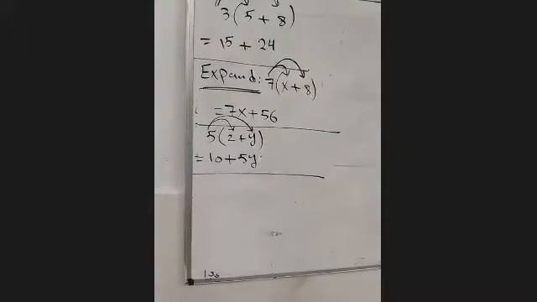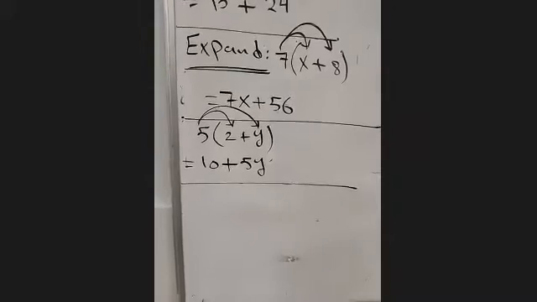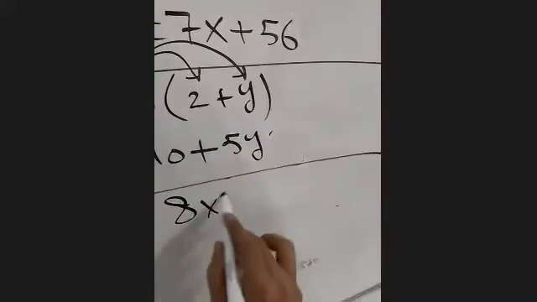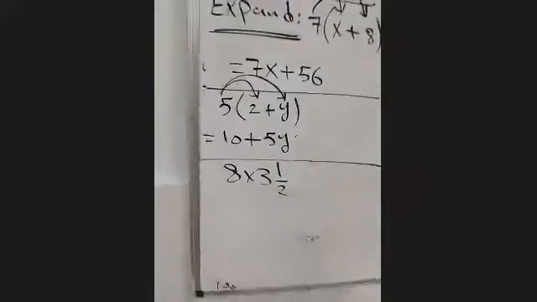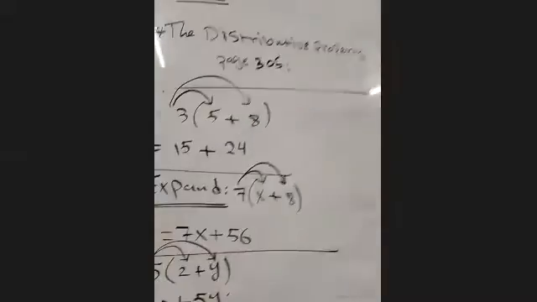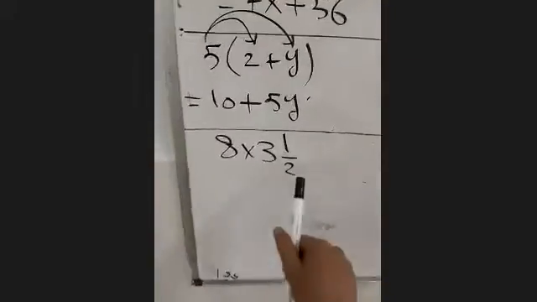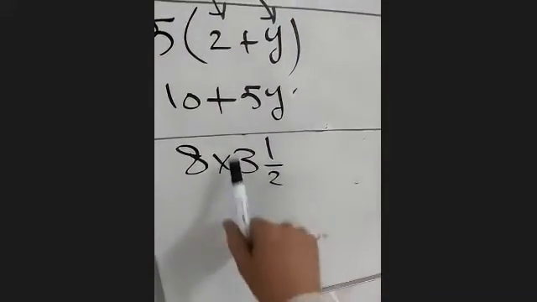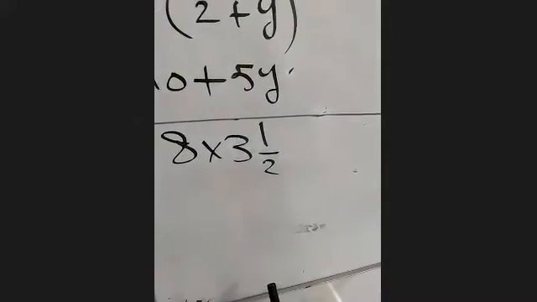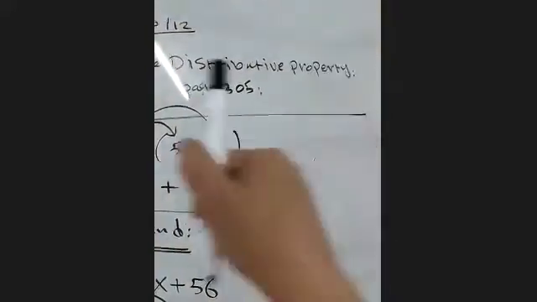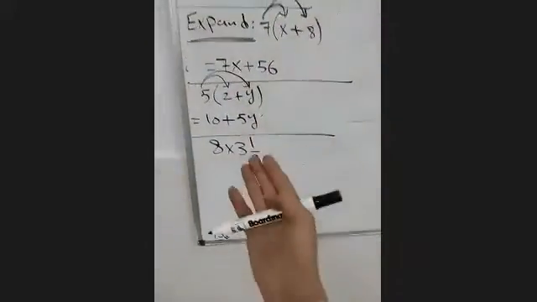The second idea was how to multiply a number with a mixed number, like 8 multiply 3.5. We know we can turn this to a fraction and multiply normally, but here we will use the distributive property. I think it's easier.